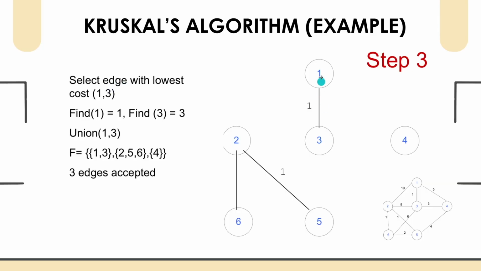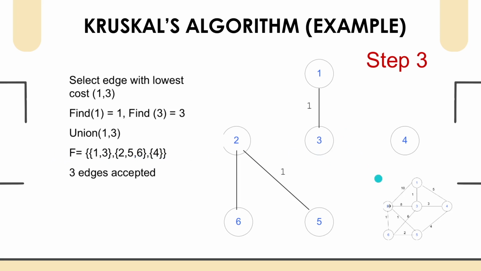Next, we have to select an edge with the least cost, and so we pick up the edge between the vertices 1 and 3. We do a find operation between 1 and 3; find of 1 is 1 and find of 3 is 3, and now we take a union of 1 and 3. So this edge has been accepted. Now the resultant forest would be 1 and 3 as one tree, 2, 5, 6 as another tree, and 4 as a separate tree. As such, three trees make up this forest.